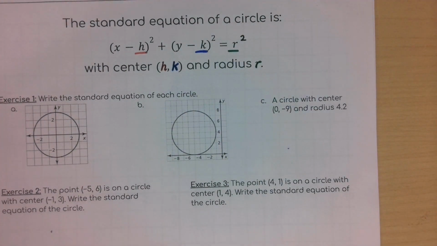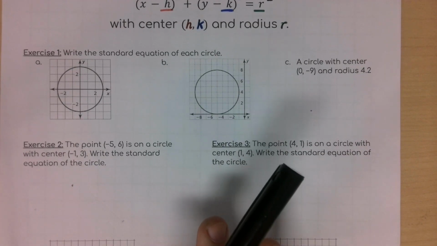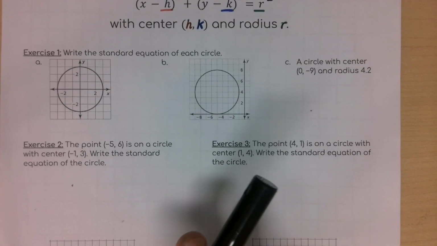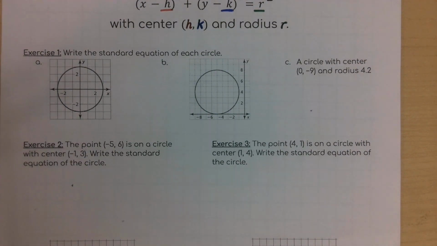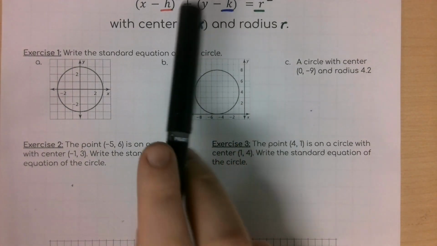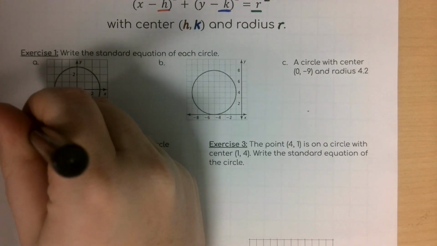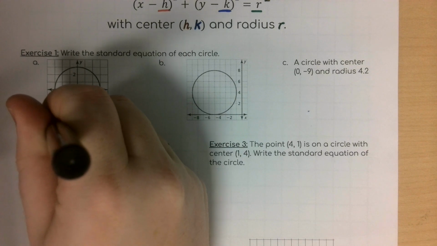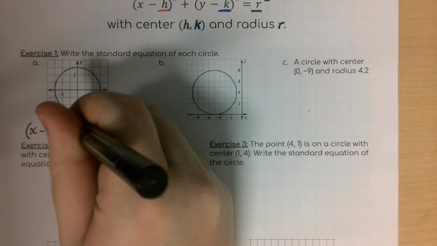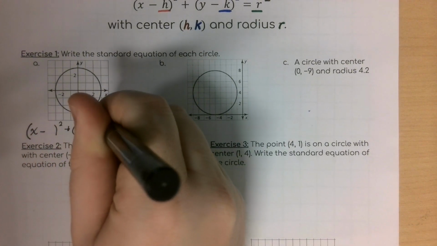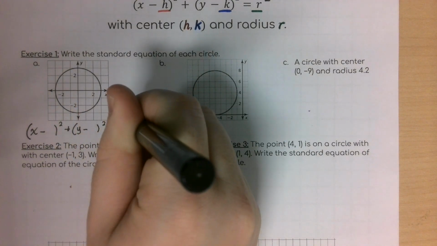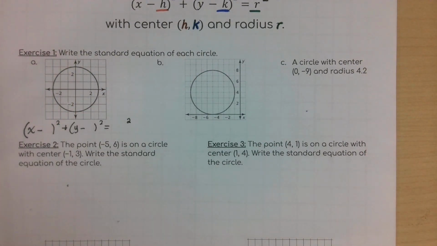So from this alone, we can just plug our values into this formula and be done. There's very little simplification that needs to happen here. So let's take a look at exercise 1. Exercise 1 just has us write the standard equation of each circle, so we need 2 bits, the center and the radius. No matter what, the setup is always going to be the same. It's always x minus something squared plus y minus something squared equals radius squared. We just have to fill in the rest of the info.